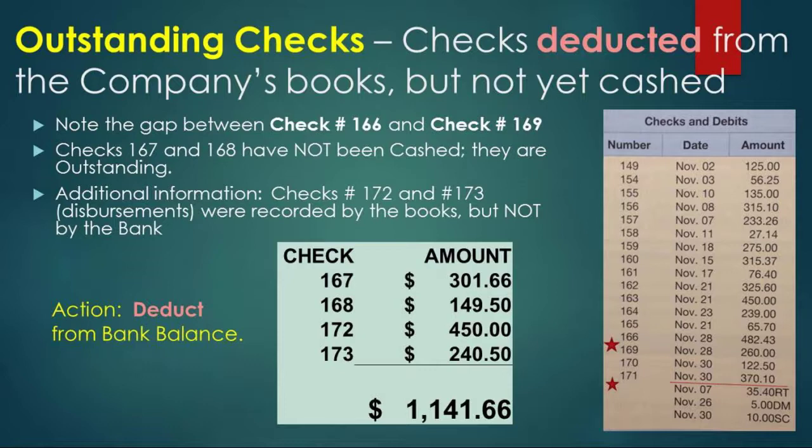Add them up, 1,141.66. We're going to deduct those from the bank statement. Now, if you had outstanding checks from the previous month, from October, you would need to make sure that they had cleared in these early checks that are listed. If they did not clear, they would be added to the current month's outstanding checks.